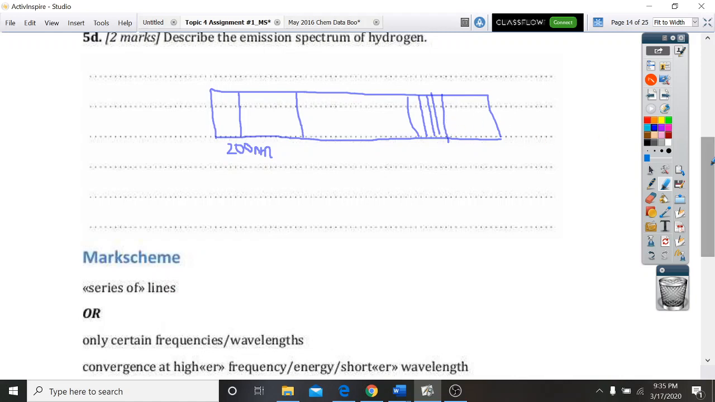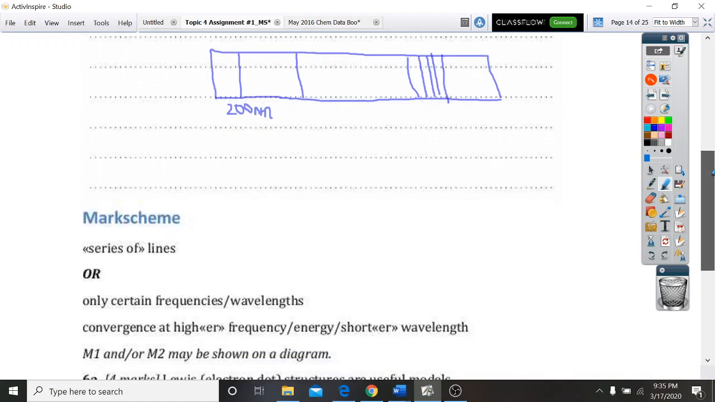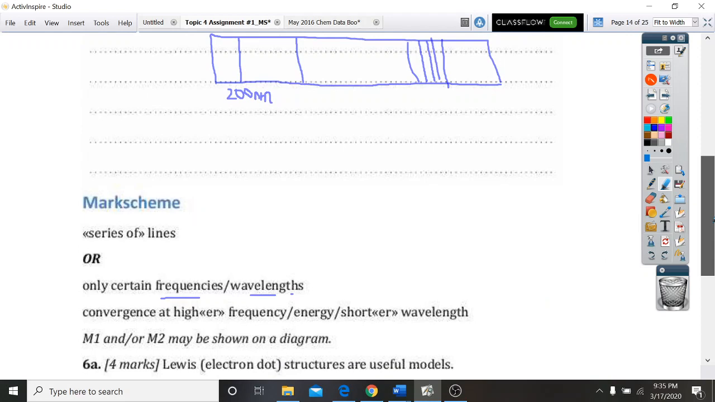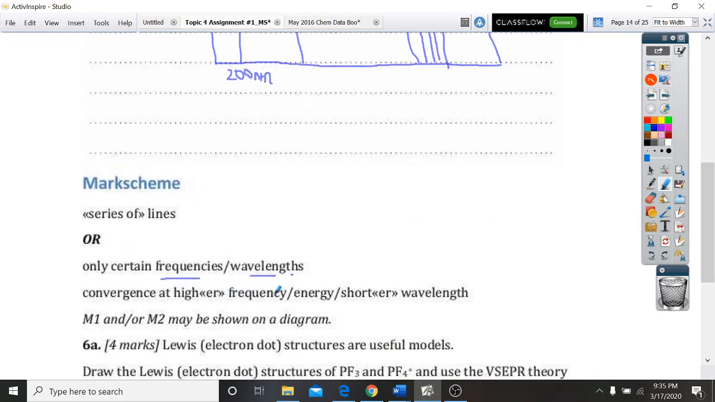So all I have to say is an emission spectrum for hydrogen is a series of lines, or I can say lines that represent the frequencies or the wavelengths or the types of light emitted by hydrogen. The higher frequency ones converge, and that's what I'm showing here.